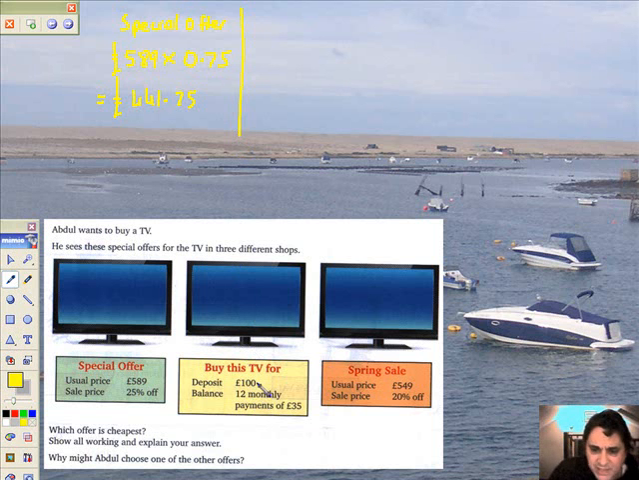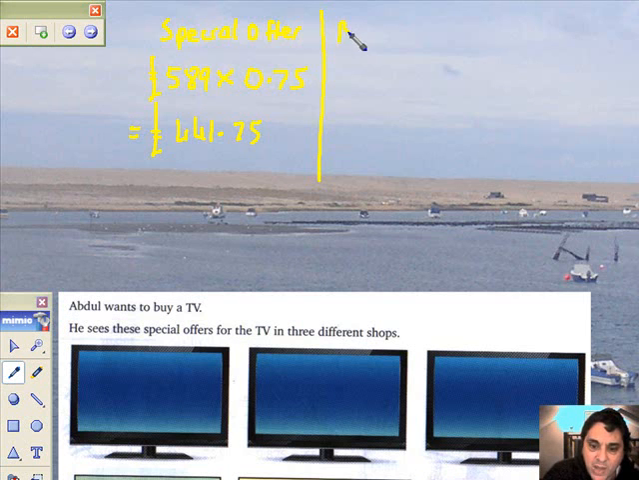Next one, buy this telly for £100 deposit up front. This is called buy this TV, so that's the second one, and it's 12 monthly instalments of £35. In other words, here's £100 in cash, and then every month for 12 months for the year I've got to pay £35. So let's do it in one step.